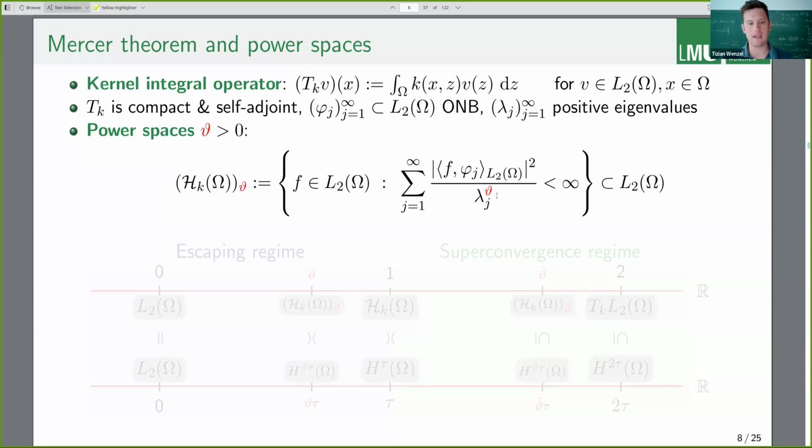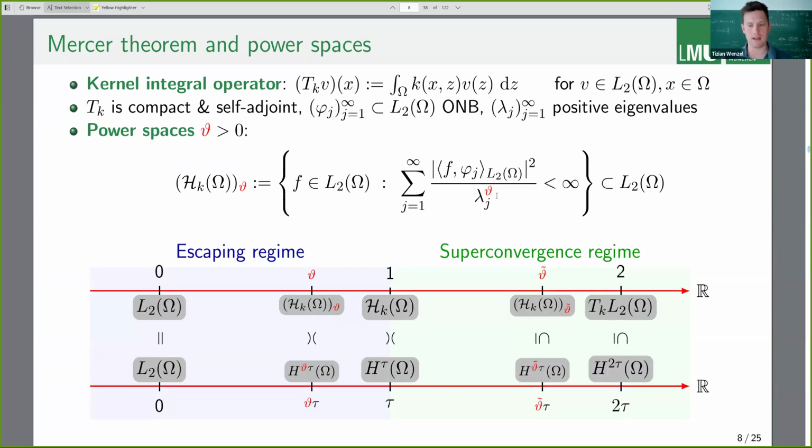And now we can see an overview of these spaces. Let me explain this figure here in detail. We will start in the middle at the parameter theta equal to 1, because there we have our reproducing kernel Hilbert space, and below we have our Sobolev space. This is simply given because of our assumptions on the kernel. The kernel should be a Sobolev kernel.